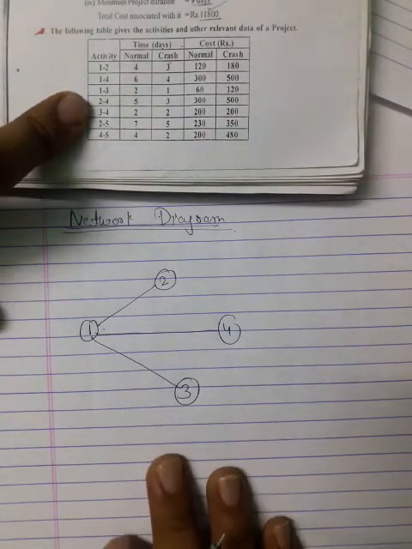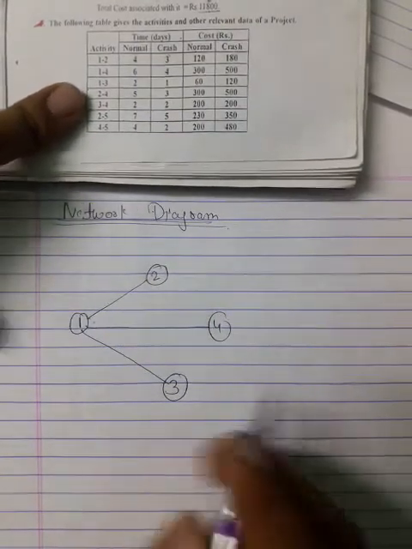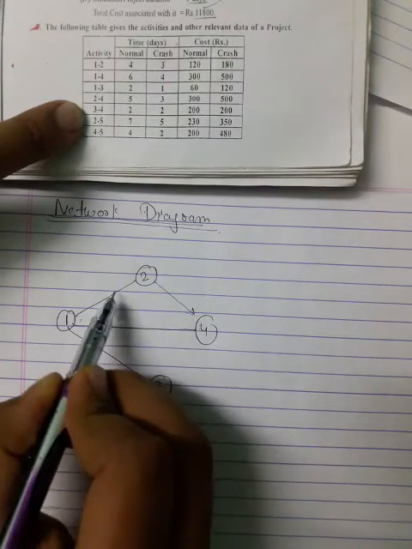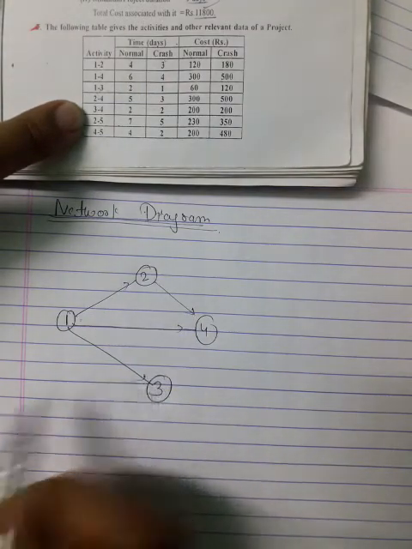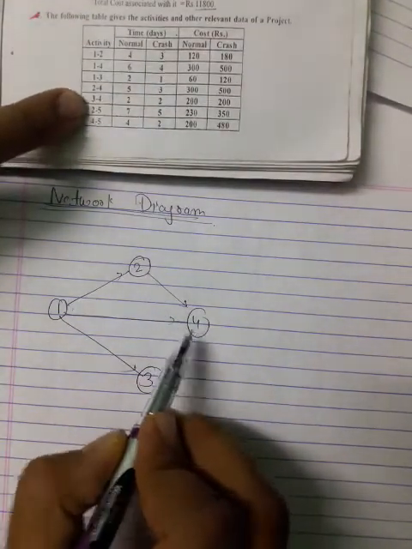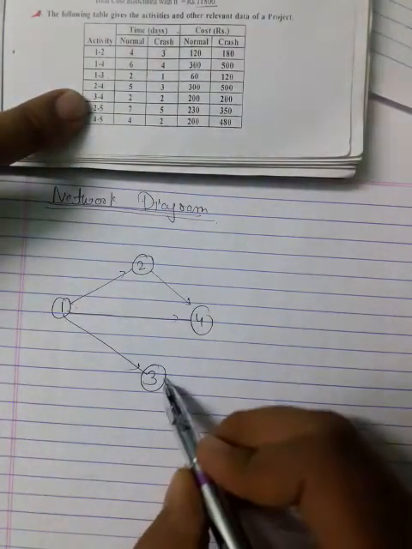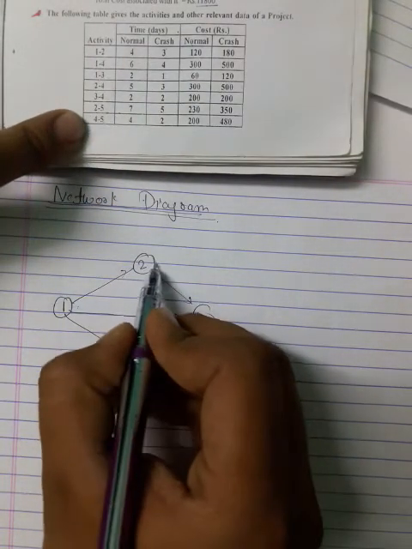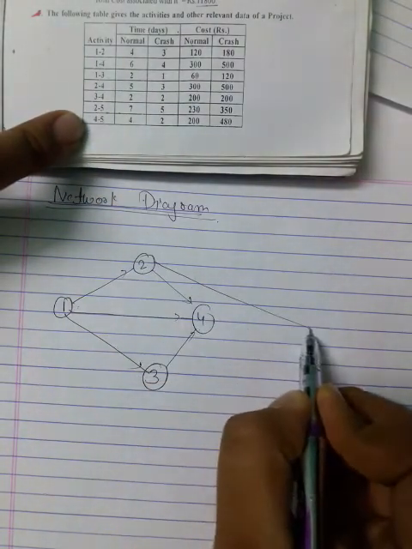After doing a number of practice problems, now you can easily draw the network diagram. Further, 2 to 4. Give the arrow sign also. Okay, 2 to 4 is over. Now 3 to 4, again here. Further 2 to 5 and 4 to 5. That is my end activity, 2 to 5.